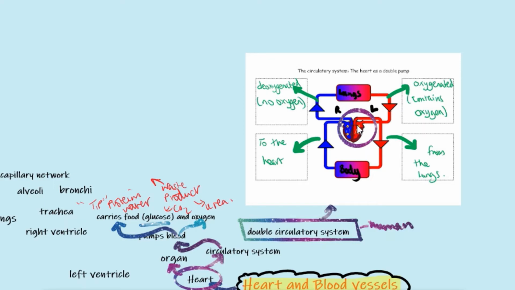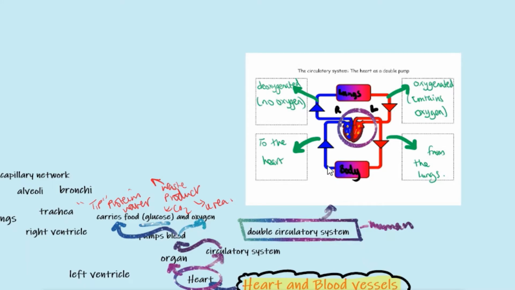Once it's in the left side, it is then pumped out of the heart again for the second time, and this blood is now the oxygenated blood, so it's carrying the oxygen and it needs to carry it to the body. So the oxygenated blood comes out of the left ventricle into the body. The body uses the oxygen in this blood, the cells go through respiration, and now the blood doesn't have any oxygen left in it anymore, so it now becomes the deoxygenated blood, which is represented as the blue colour.